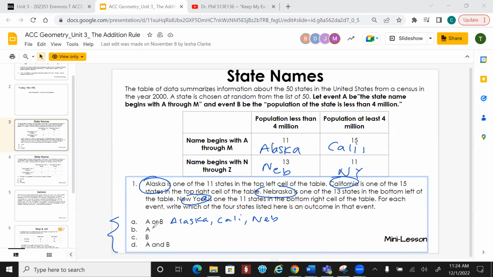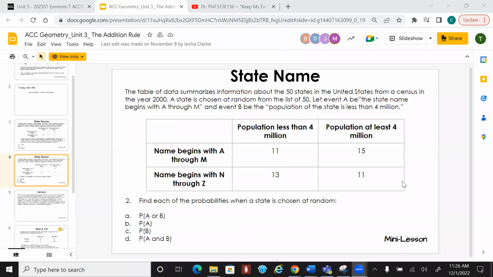Probability of A. So they have a state name that begins with A through M. What would classify in that? Alaska and California. Okay, what about probability of B? So that means population is less than 4 million. Alaska and Nebraska. A and B. Just Alaska. Okay, so find each of the probabilities when a state is chosen at random.